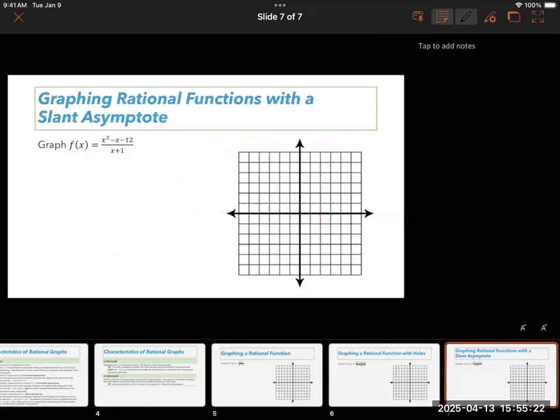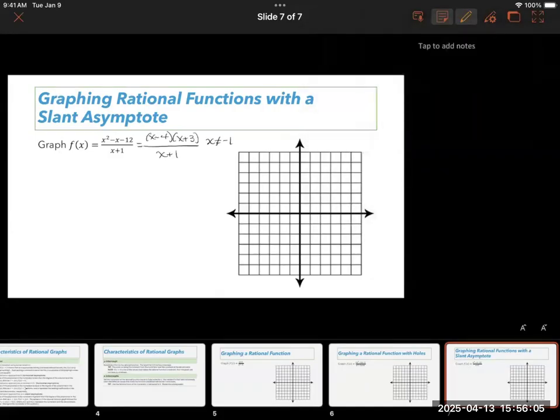All right, one last example here. In this example, instead of having a horizontal asymptote, we're going to end up with a slant asymptote for our end behavior. So we'll start off the same way. We will factor everything first. So the x squared minus x minus 12 will factor into x minus 4 and x plus 3. The x plus 1 doesn't need any further factoring. So I know that x cannot equal negative 1.